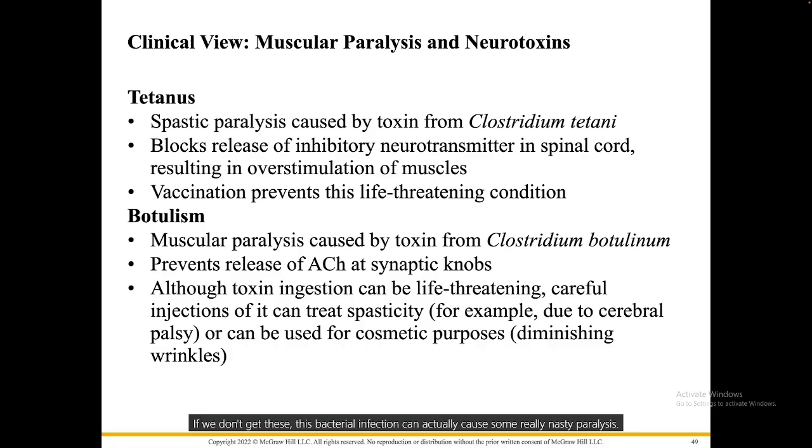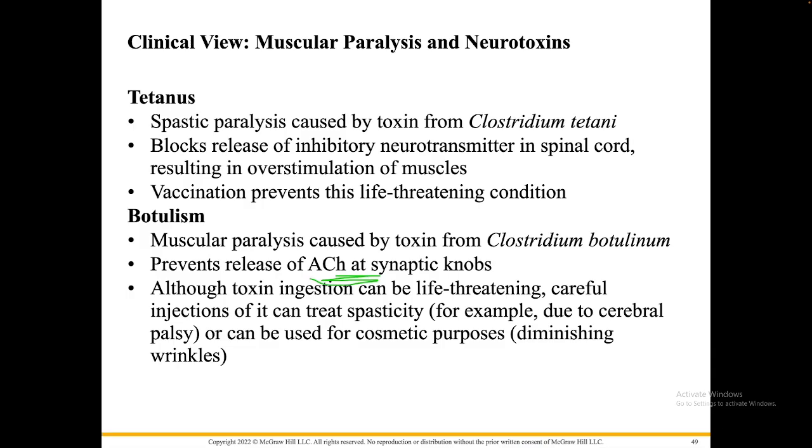If we don't get these, this bacterial infection can actually cause some really nasty paralysis. The muscles can get overstimulated and contract too hard. Another bacterial infection can be involved with botulism. And this one doesn't really affect the muscle so much as it does those synaptic knobs in the neurotransmitter. Interestingly, botulism can be fatal, but some Botox injections involve very, very weakened and often dead collections of botulism.